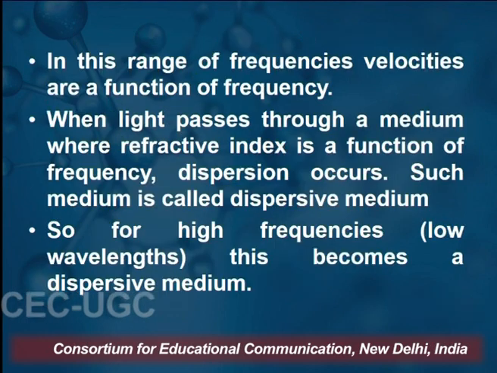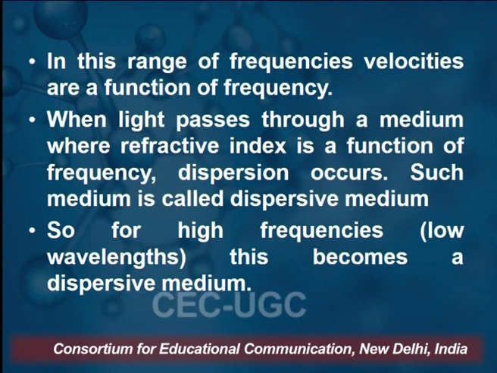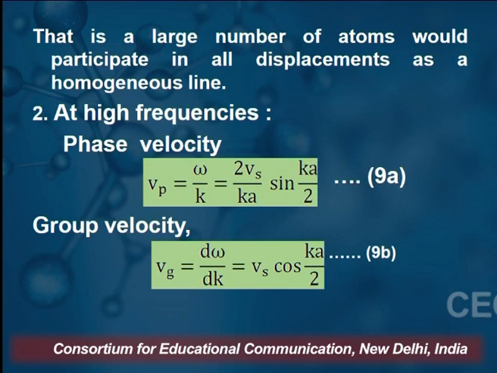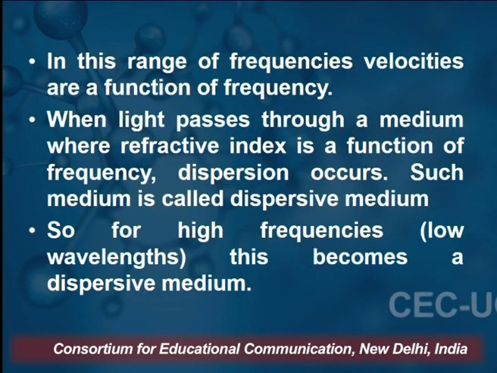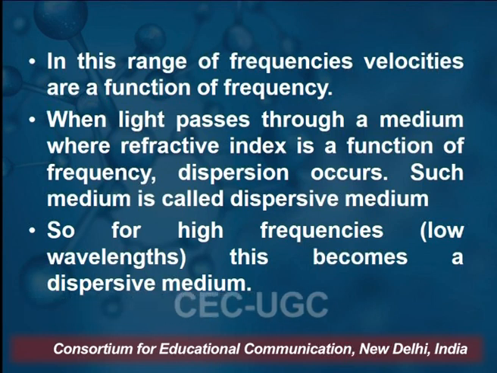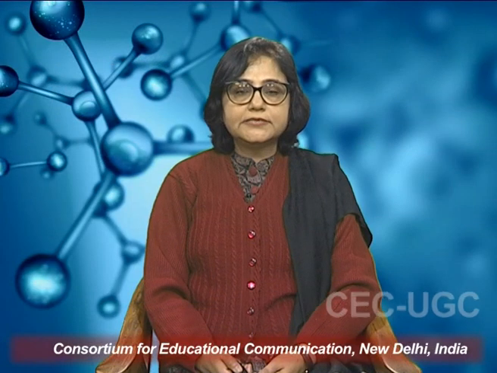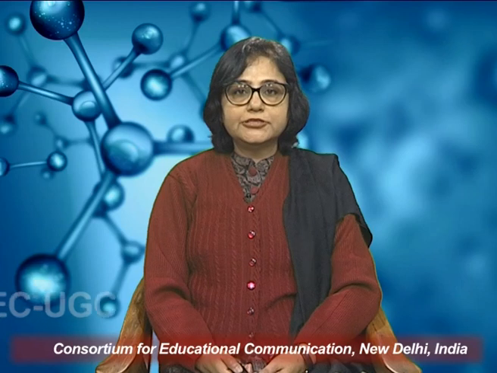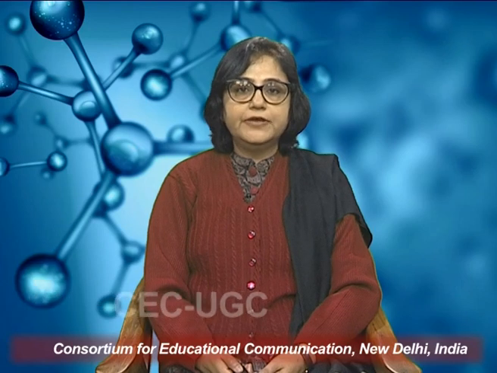In this range of frequencies, what we find is now Vp and Vg are both functions of K. K means 2 pi by lambda, and this means they are not the same, and in this case the velocities are a function of frequencies. So, when light passes through a medium, the refractive index is a function of frequency, dispersion will occur.